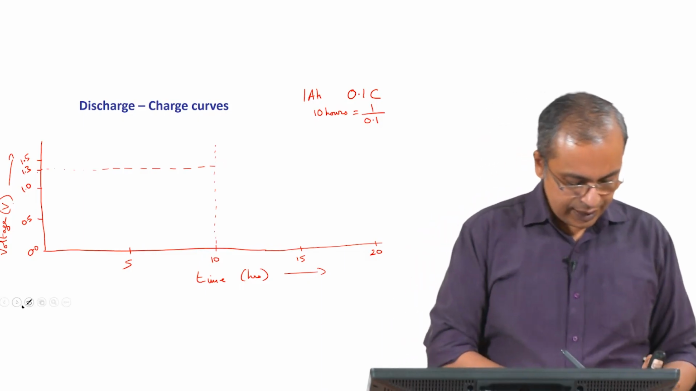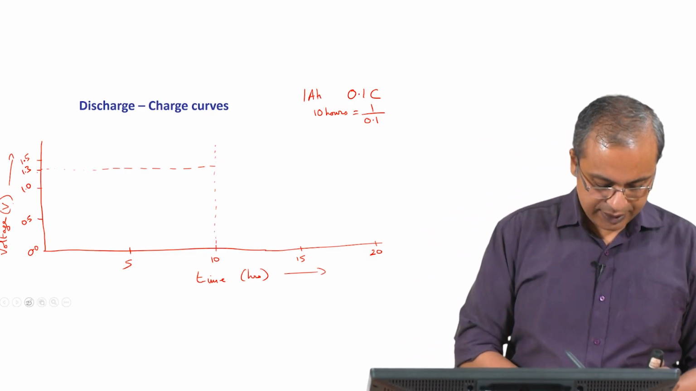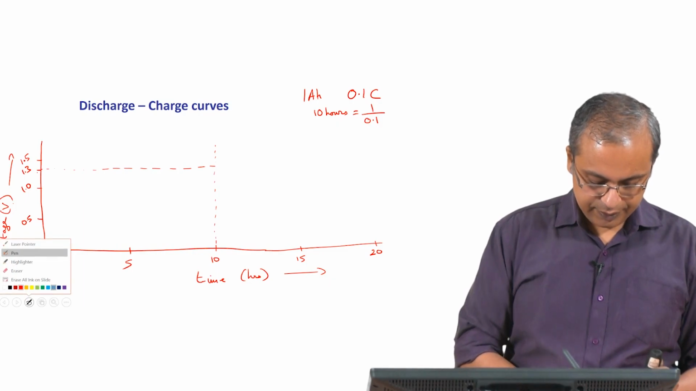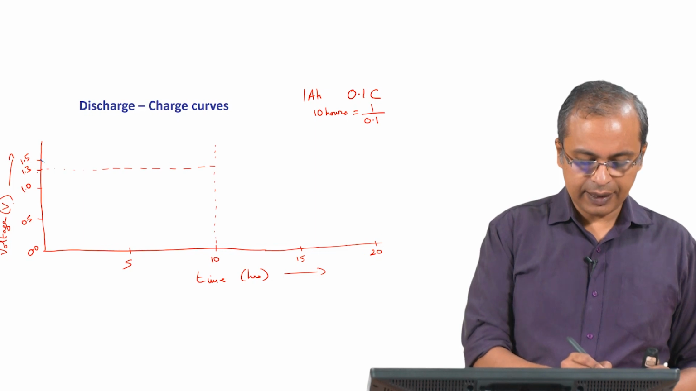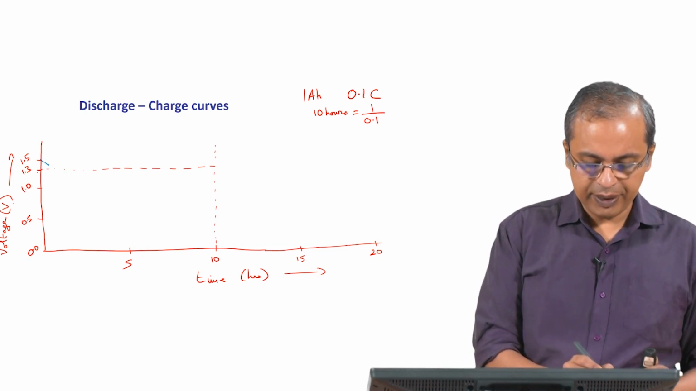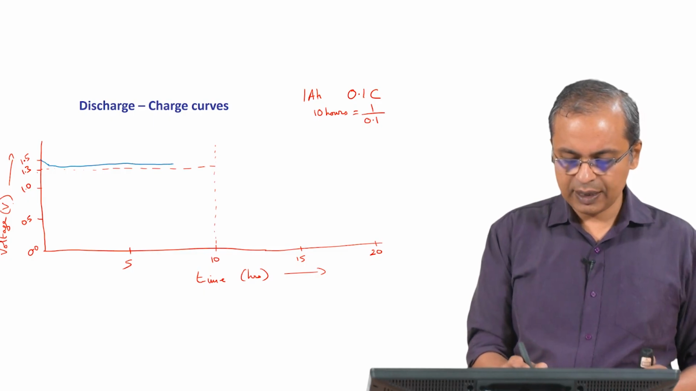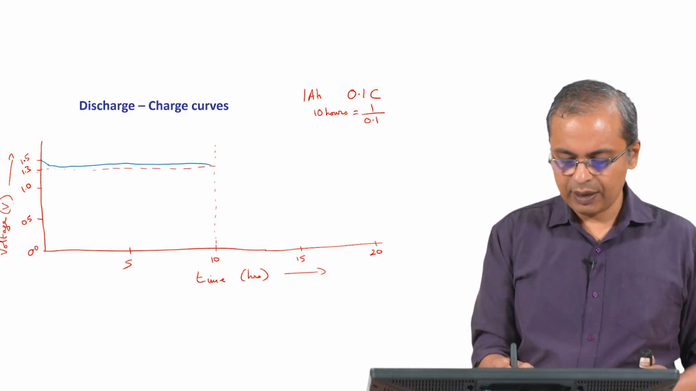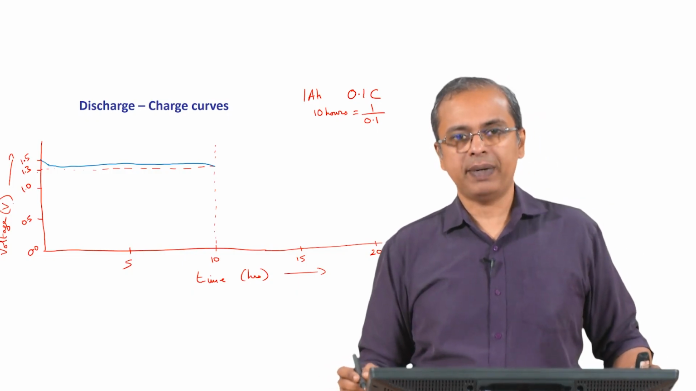So what you will see is basically a curve that starts off around 1.5 and then decreases a little bit in voltage and then sort of stays stable, more or less stable, and then begins to fall like this. This is roughly the kind of performance that the battery will show.